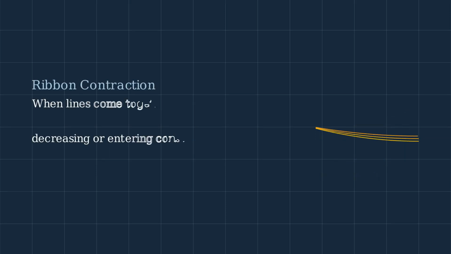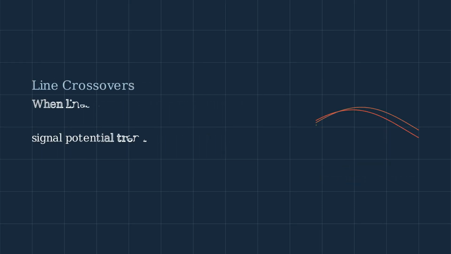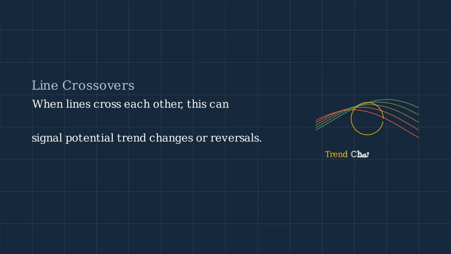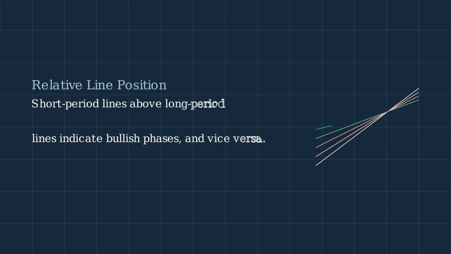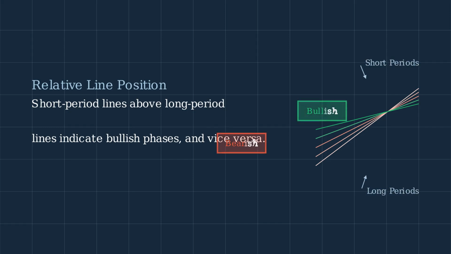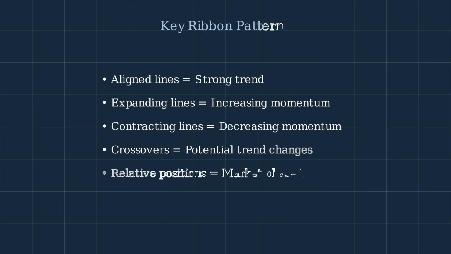Ribbon contraction is when the lines come together, signaling decreasing momentum or potential consolidation phases. Crossovers between different period lines can signal potential trend changes or market reversals. The relative position of shorter period lines compared to longer period lines helps determine the current market phase. To summarize, the key ribbon patterns provide valuable signals about market conditions and potential trend directions.